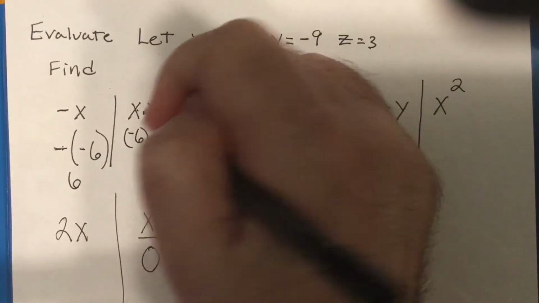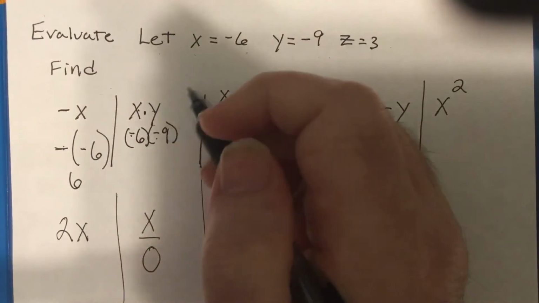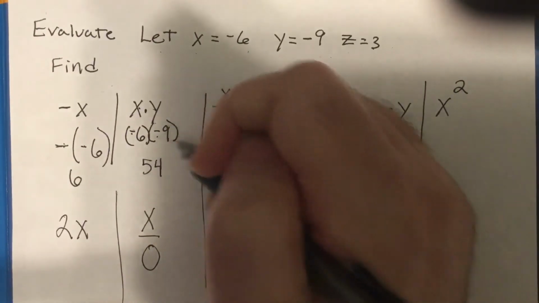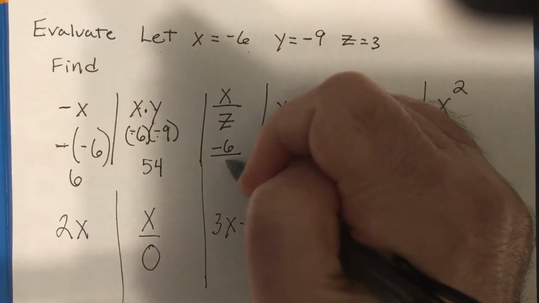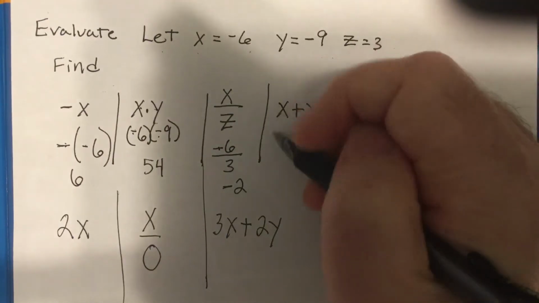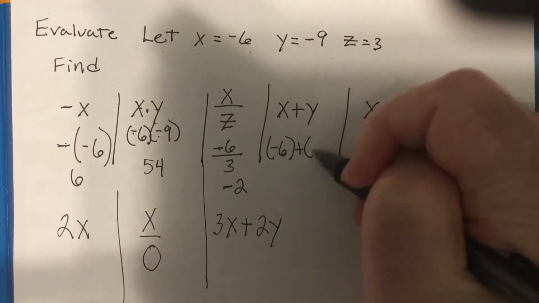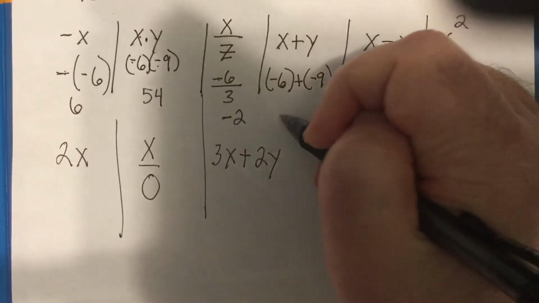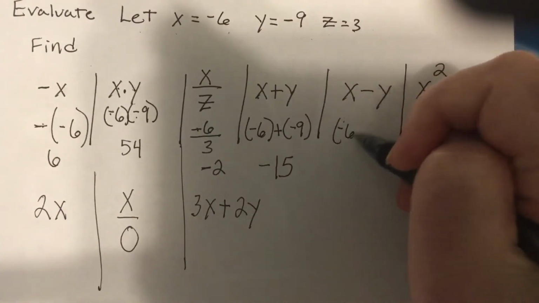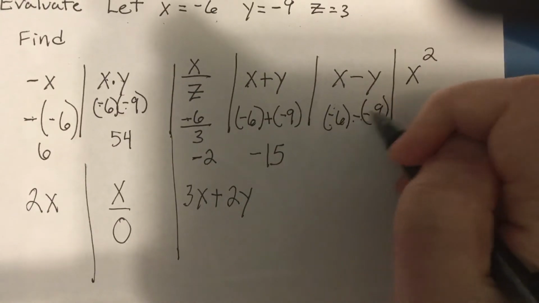Variables next to each other always means multiplication, even if the symbol's not shown. So a negative times a negative is a positive, and 6 times 9 is 54. So -6 divided by 3, 1 negative, so the answer is negative. It'd be -2. So x is -6 plus y is -9. So that'd be -15. X is -6 minus a -9. So that would be -6 plus 9, which is 3.